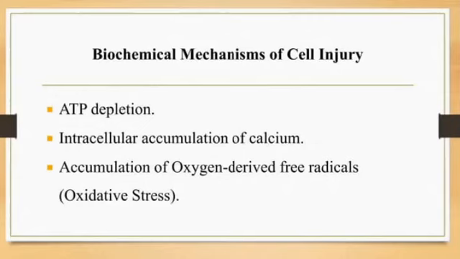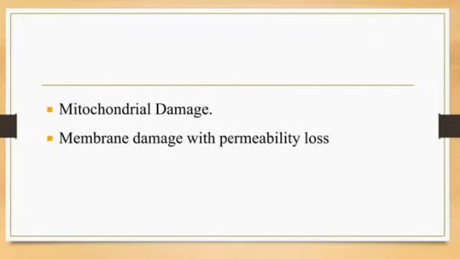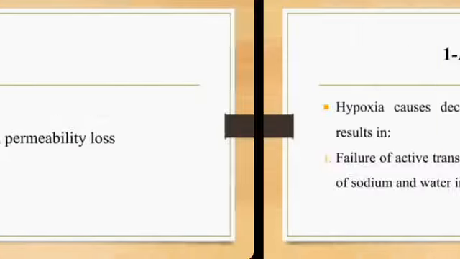While speaking about the biochemical mechanisms of cell injury, the first one is ATP depletion. Next one is intracellular accumulation of calcium. Third one is accumulation of oxygen-derived free radicals, which is oxidative stress. Next we can go for the mitochondrial damage and the membrane damage with the permeability loss.